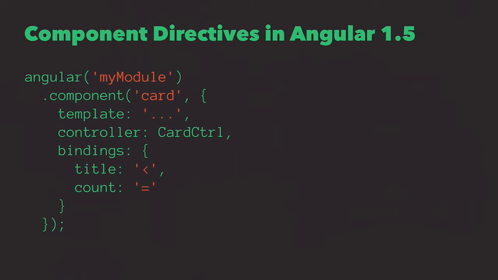So in your template, you would have to use $ctrl. However, you have the option to override it by providing the controllerAs property. And then bindToController has now been switched to something called bindings. And the other really cool thing is we now have one-way data binding in Angular 1.5. So here, when I set the title to this angle bracket, that specifies that title is one-way data binding, and count with the equal to sign remains as two-way data binding.